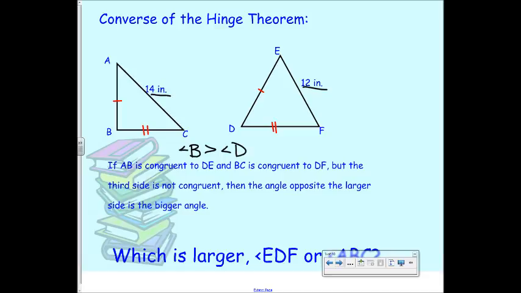Again, what does the converse mean? It just flips it. So in this case, the converse says if you have the side, you can figure out which angle is bigger. Does it tell you anything about how big B and D actually are? No, it just allows you to compare the two. All right, so the Hinge theorem just lets you compare the two.